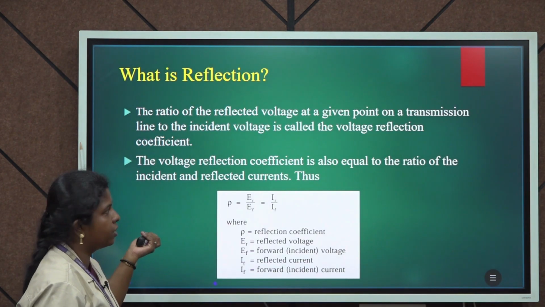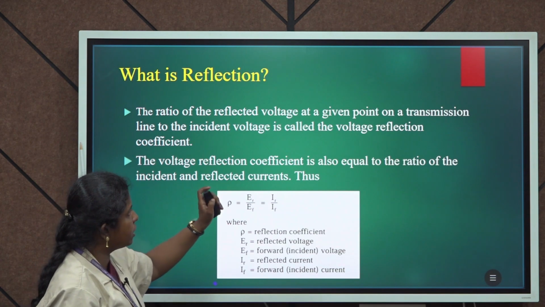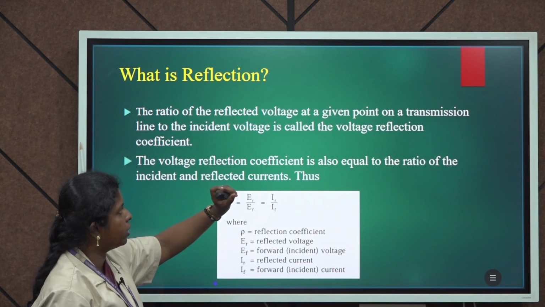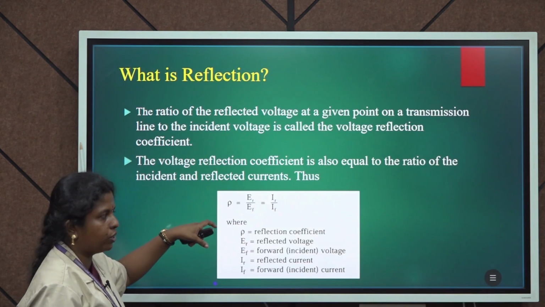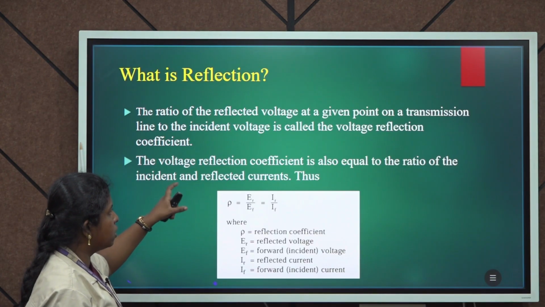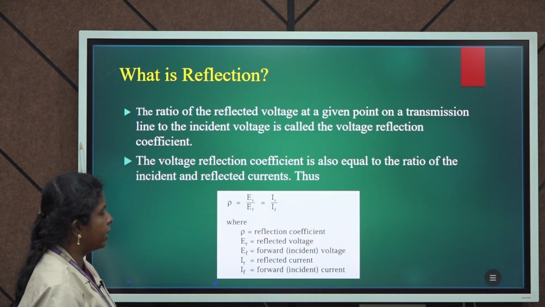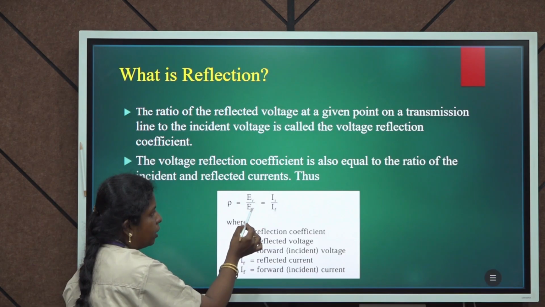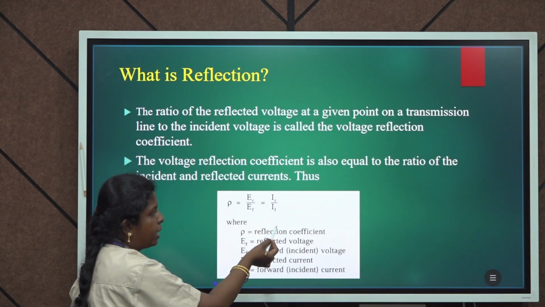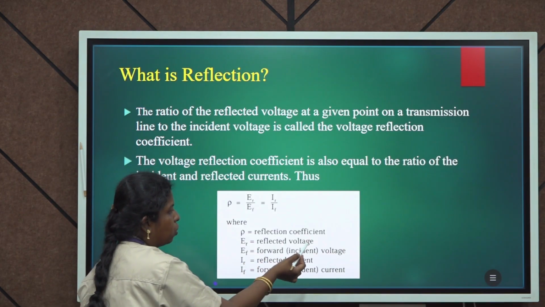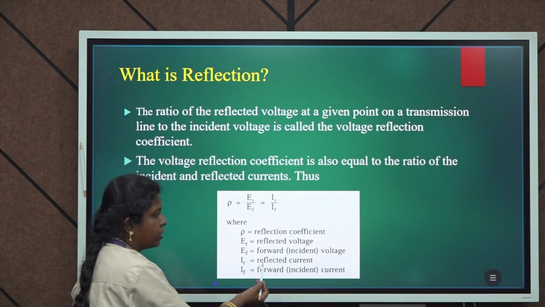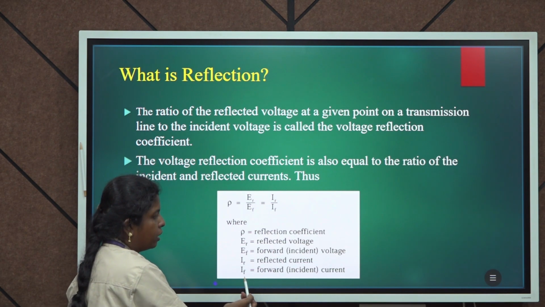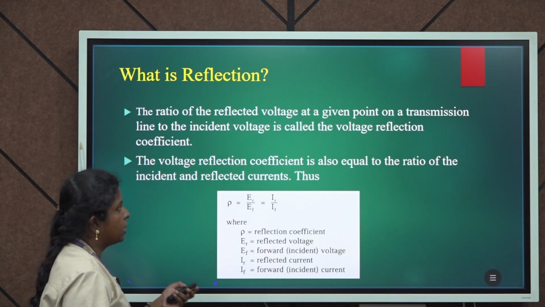What is reflection here? It is the ratio of the reflected wave voltage at a given point on a transmission line to the incident voltage, called the voltage reflection coefficient. The voltage reflection coefficient is also equal to the ratio of reflected and incident current. That is represented as capital gamma, equal to E r divided by E f, also equivalent to I r divided by I f, where gamma is the reflection coefficient, E r is the reflected voltage, E f is the forward or incident voltage, I r is the reflected current, and I f is the forward or incident current.